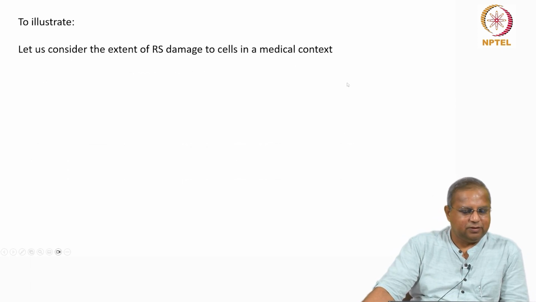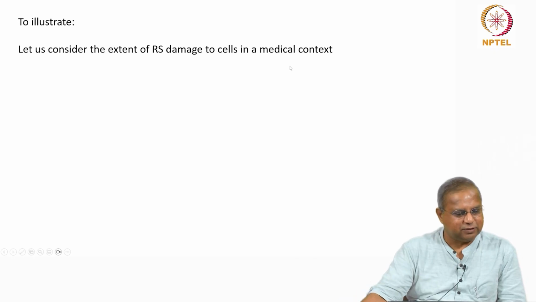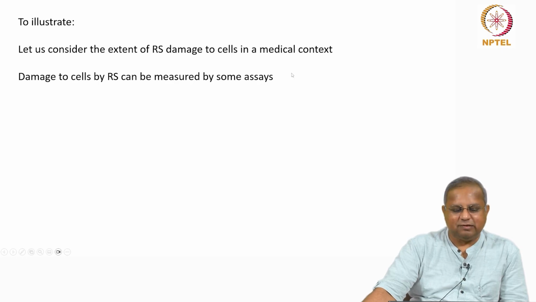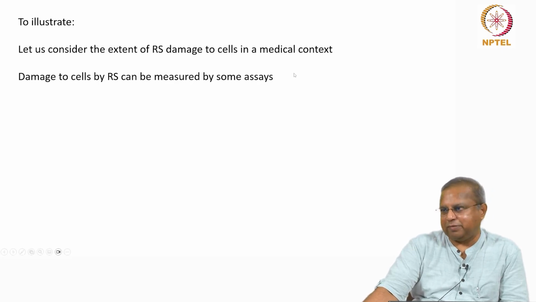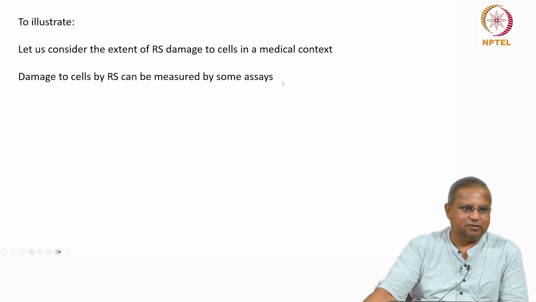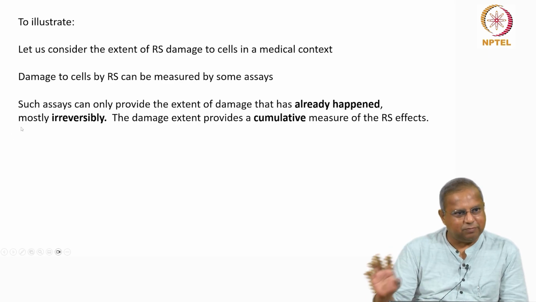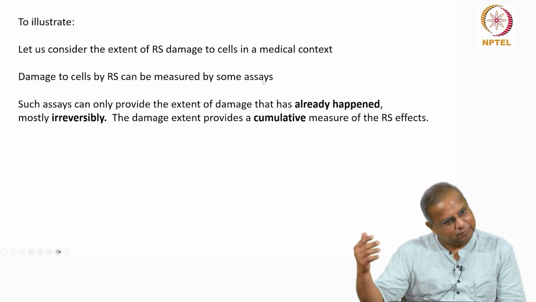Okay, let's move forward. To illustrate, this comes up right away. Let us consider the extent of RS damage to cells in a medical context, of special consideration to our medical person. Damage to cells by reactive species can be measured by some assays, which is done in an appropriate medical context. Such assays can provide only the extent of damage that has already happened, mostly irreversibly. The reactive species damage is usually irreversible. So from a cell point of view, the damage is irreversible. The assays can tell you how much damage has already happened.